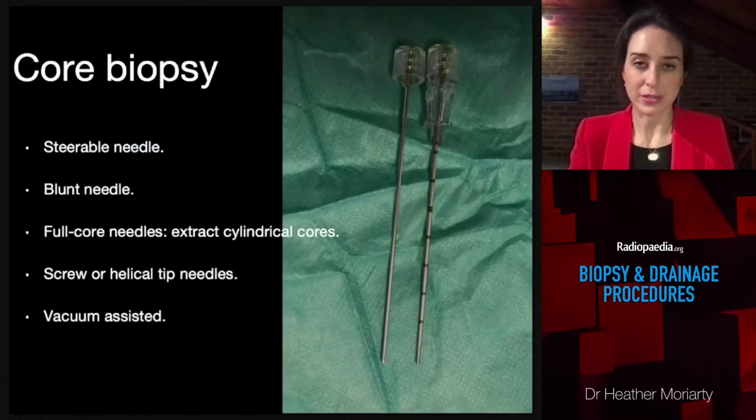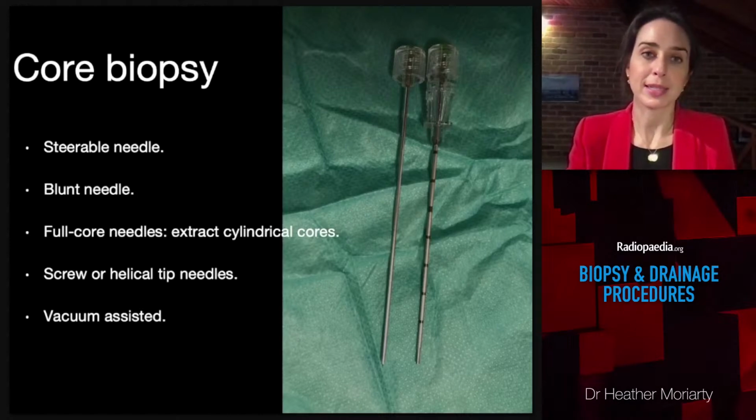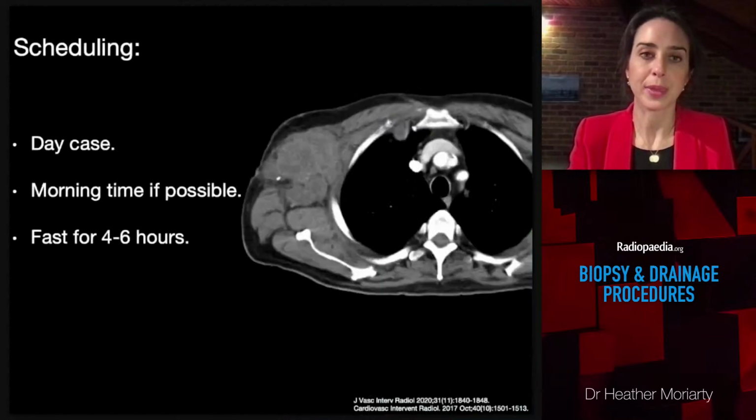There are a whole range of other needles like steerable and blunt tip for helping with access routes, and others like end cut, screw tip, oscillating or vacuum assisted, which can be used to try to increase the tissue yield for particular situations. Most biopsies, except the very superficial or the very high risk, are generally day case procedures.